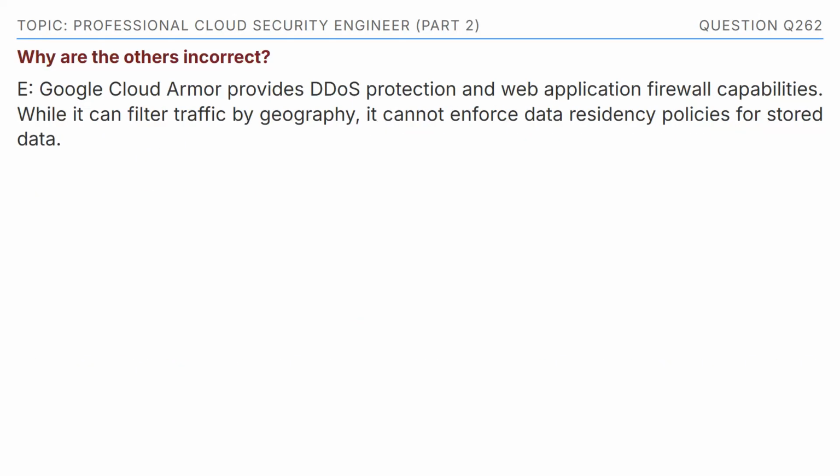Why are the others incorrect? E. Google Cloud Armor provides DDoS protection and web application firewall capabilities. While it can filter traffic by geography, it cannot enforce data residency policies for stored data.